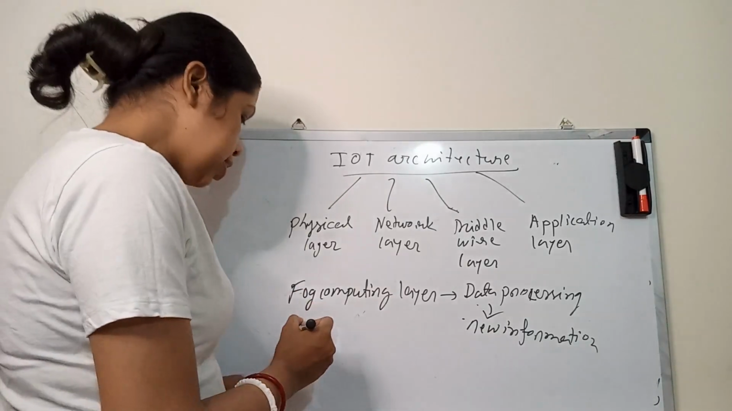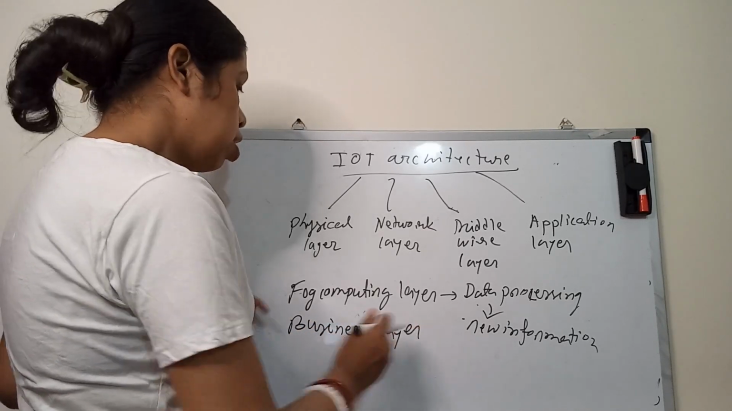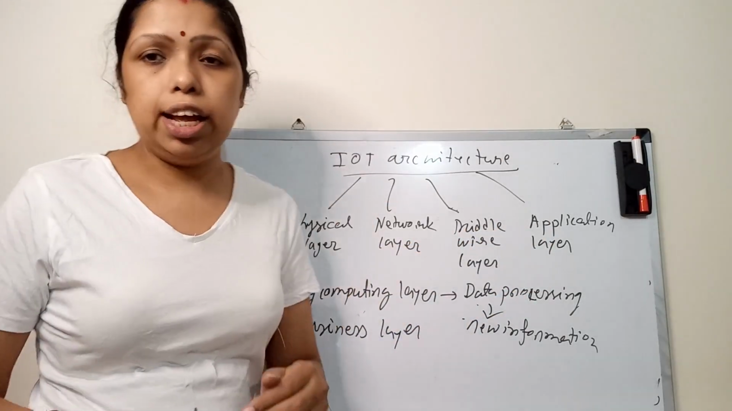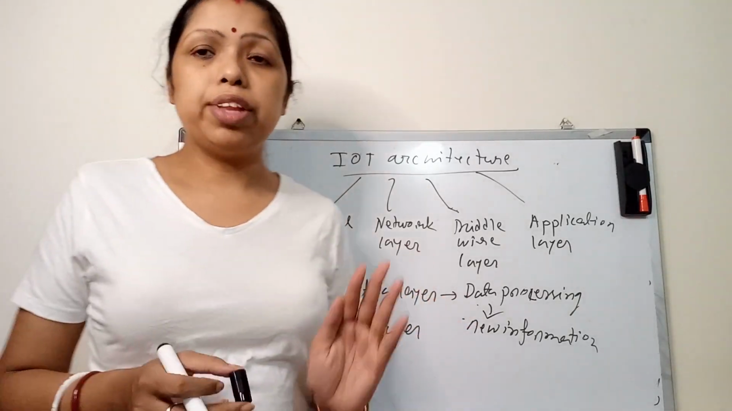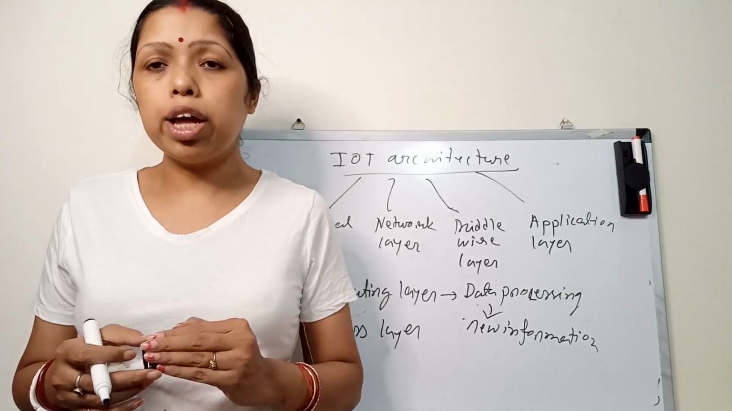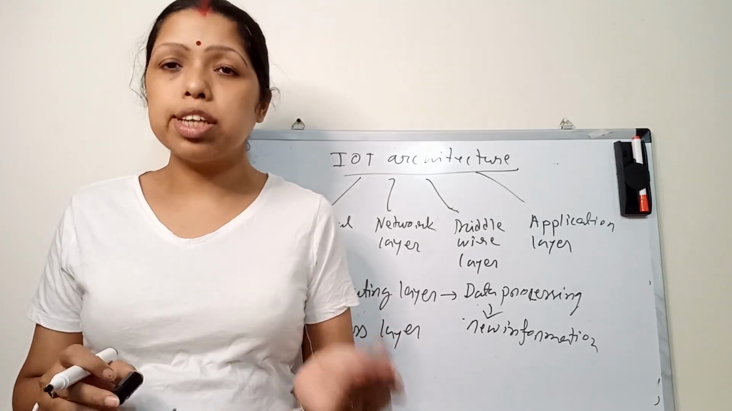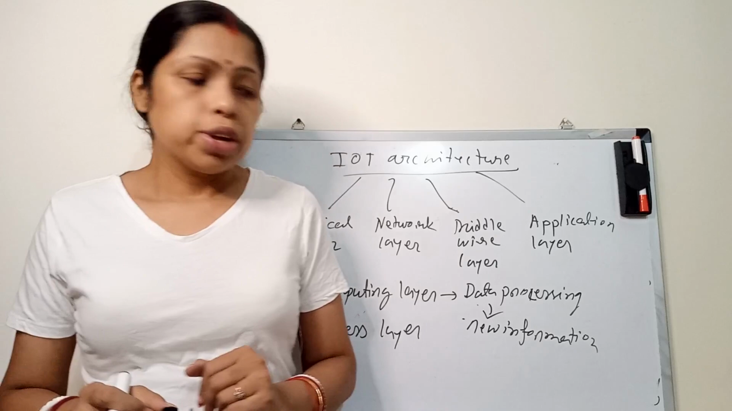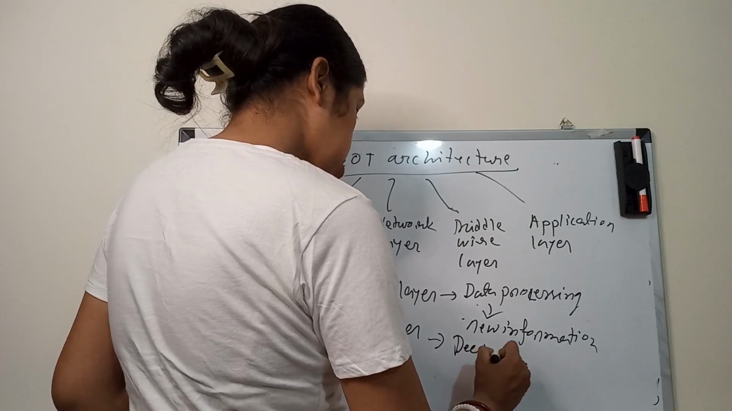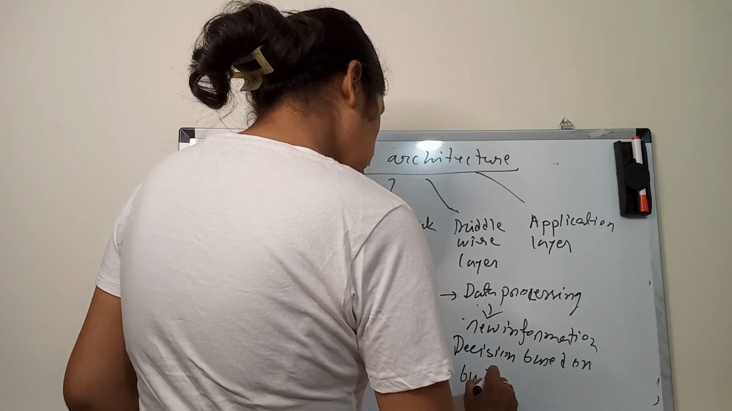Next is the business layer. The business layer is normally associated with the middleware layer or the application layer. In this layer, you normally have to take some decision. The IoT device or IoT platform can take some decision based on business requirements in the business layer.